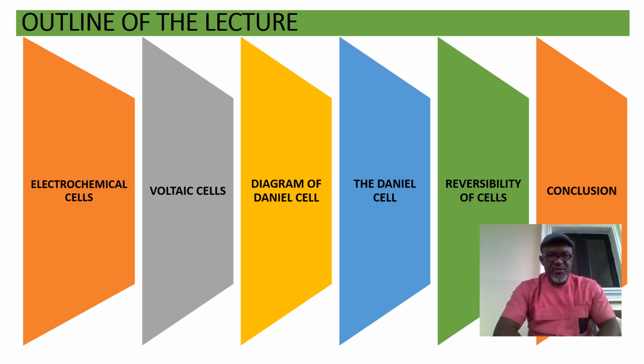We'll look at electrochemical cells. We'll look at voltaic cells. Voltaic cell is an example of electrochemical cell. We'll look at the diagram of Daniell cell. Daniell cell is an electrochemical cell. We'll look at what is happening in the Daniell cell. Then look at reversibility of reactions, and we'll conclude.